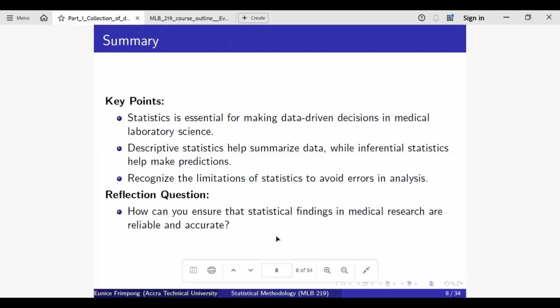One way of ensuring that statistical findings in medical research are reliable and accurate is to make sure your data collection is very accurately done. So if you are taking people's blood samples, make sure you do it well. Make sure the tests are well done and the results are accurate. That way, when you are applying statistics, you know that your results are most likely to be very close to accurate, because the data you collected was also accurate.